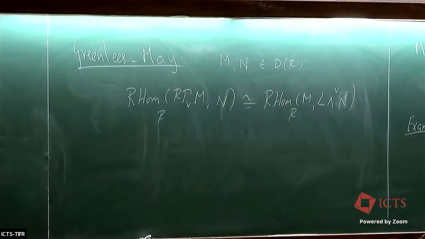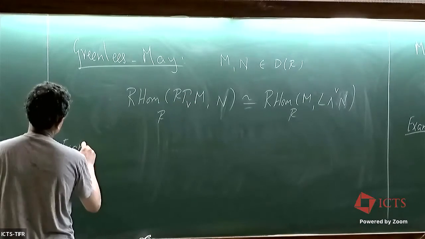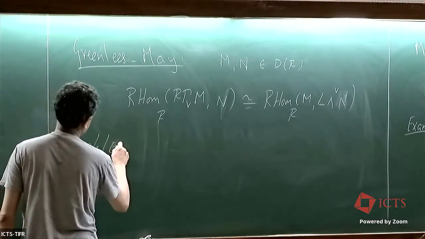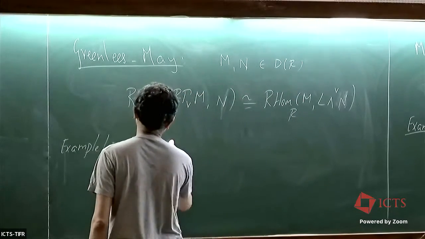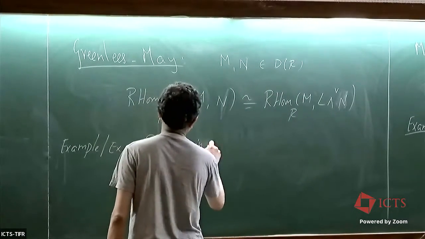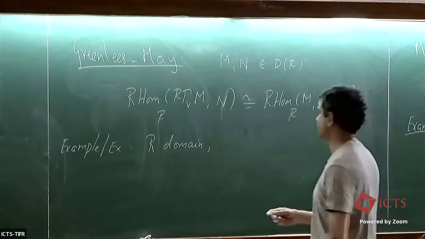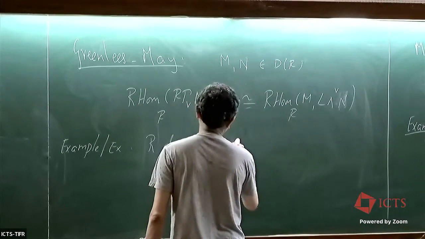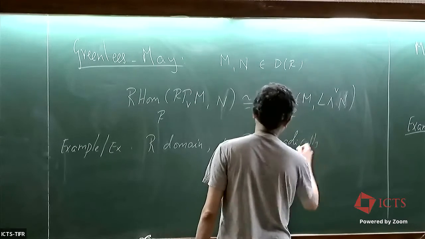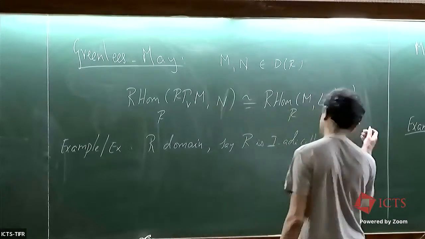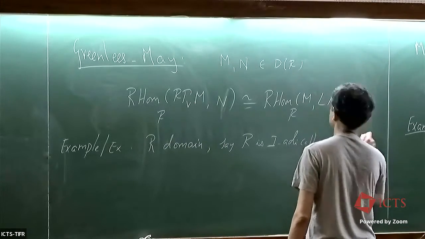So this is an extremely useful formula. For example, and again, maybe I leave it as an exercise. Example exercise: take any Noetherian domain, and assume that it is complete with respect to some non-zero ideal. R is I-adically complete. So what this just means is that R is Λ_I R for some I. Any question, Samik?